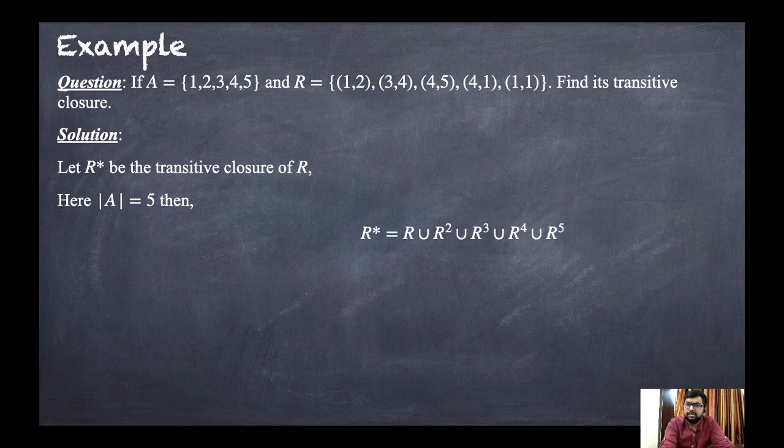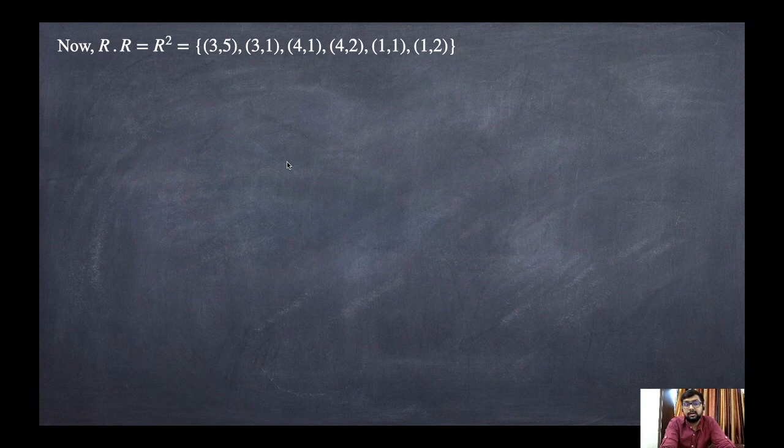Now the relation is given. So what will be R star? It will be R union R square union up to R raised to 5. Because the cardinality is 5, here it will be up to R raised to 5. So this is the formula. Now all we need to find is R square, R cube, R raised to 4, R raised to 5.